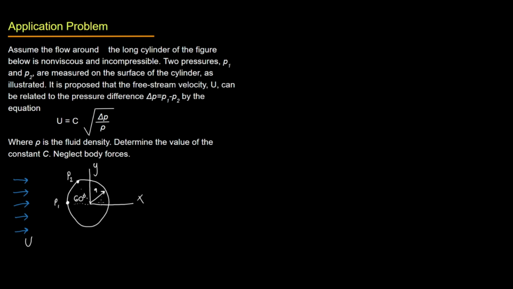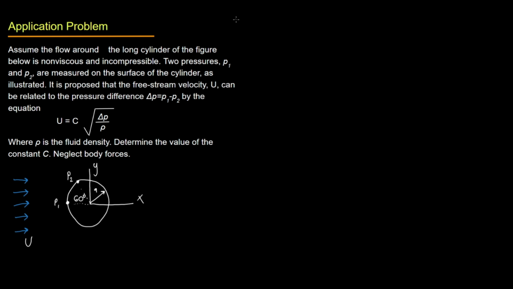So we have a diagram here where we have P1, which is a stagnation point, and P2, which is 60 degrees above that along the cylinder. And this cylinder interrupts a free stream flow of velocity u, and we need to find out what this value c is for the velocity.